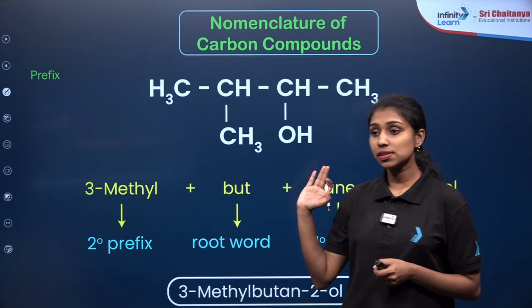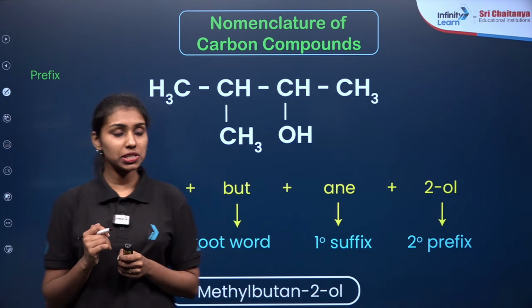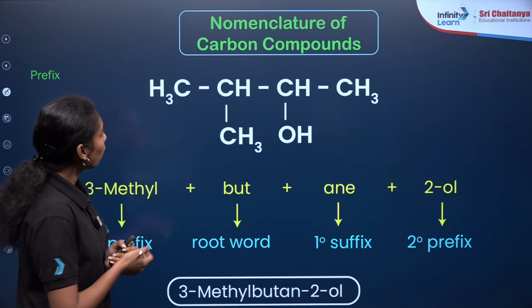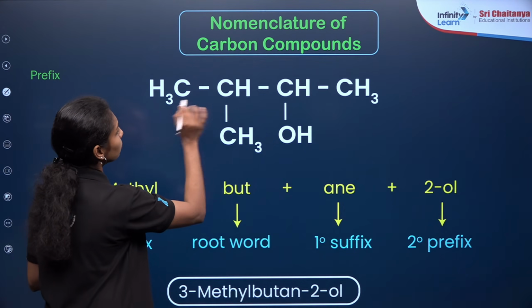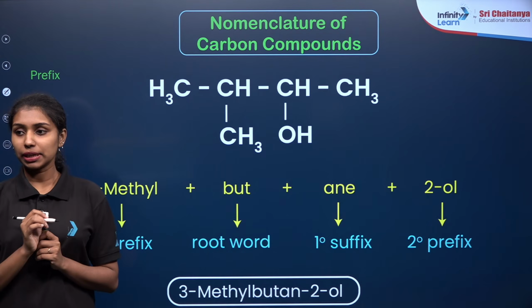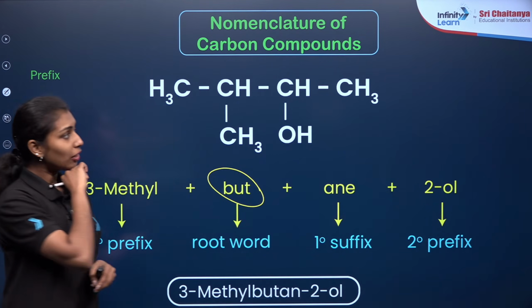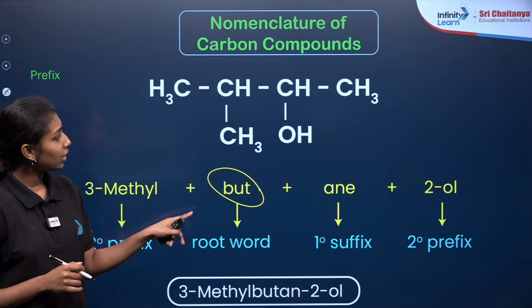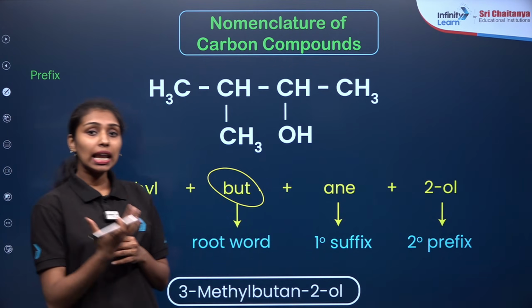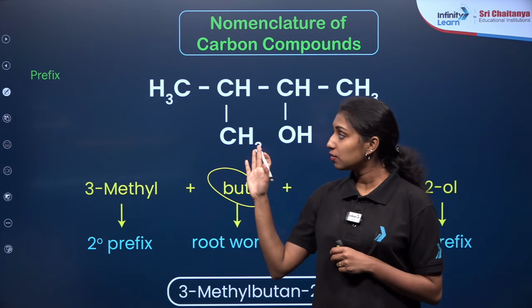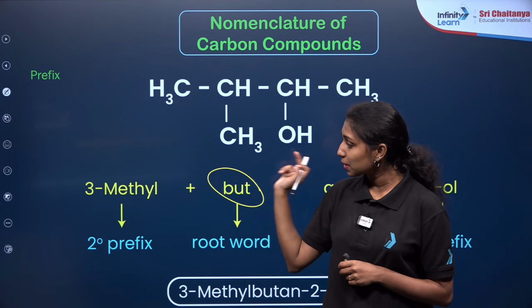We need to identify the longest carbon chain, right? So which one is the longest carbon chain here? That is the total number of carbons in the longest chain. It will be 4 carbon atoms, right? For a 4 carbon compound, the root word will be but here. Now what will be the primary prefix here? If you have any alkyl group as a branched chain, you need to give it as the primary prefix, right? Primary prefix.